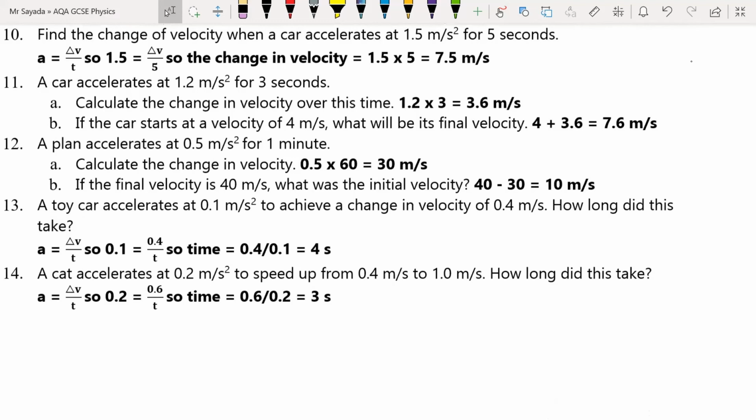Hopefully your understanding of acceleration now is much better than it was before. Remember, the crucial thing is that acceleration is not just speeding up in physics, it's any change of velocity at all. Any change of velocity, speeding up, slowing down, or changing direction is an acceleration. And we've also spent quite a bit of time learning how to use the acceleration formula to find out all sorts of different things.